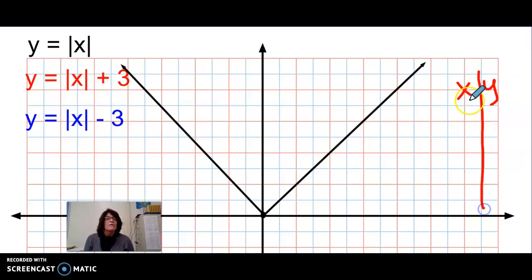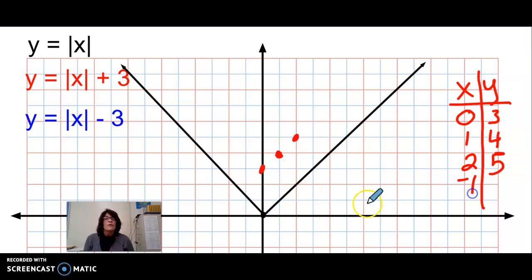When I don't know, I just pick x's and start plugging it in. If I put 0 in for x, absolute value of 0 is 0, plus 3 is 3. If I put 1 in for x, absolute value of 1 is 1, plus 3 is 4. If I put 2 in for x, absolute value of 2 is 2, plus 3 is 5. So 0 gives me 3, 1 gives me 4, 2 gives me 5.